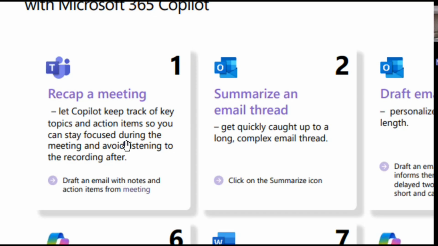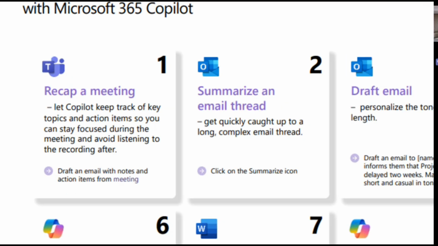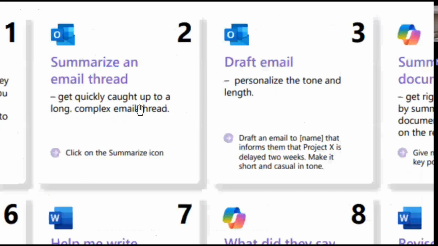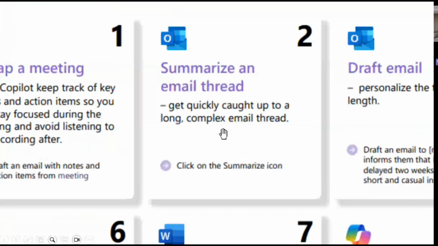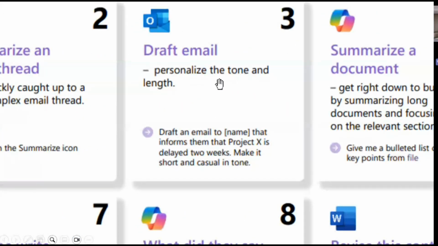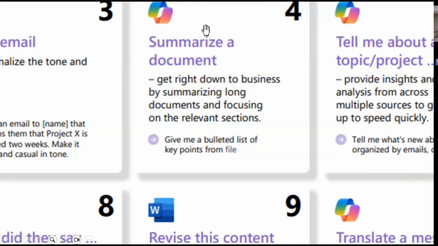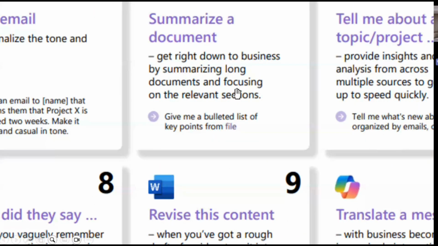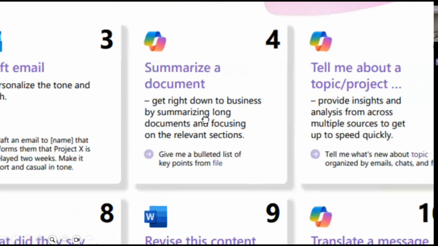And if you have any sort of email thread, you can use that thread. You can get to know what happened in this long complex email thread and what is my action item. Third, you can draft an email as I showed. You can choose the tone and the length accordingly. Whatever you want to summarize as the document, you can do that.